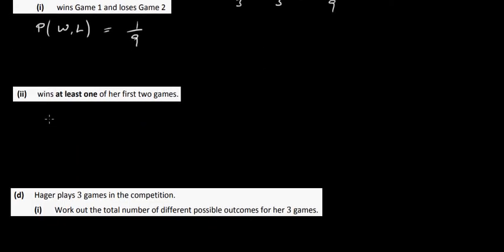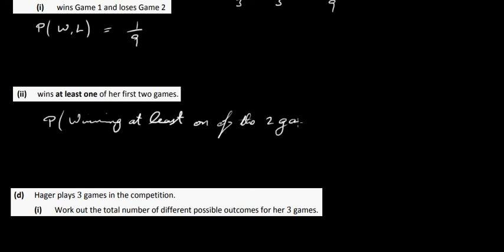So the probability of winning at least one of the 2 games is just 5 out of 9.